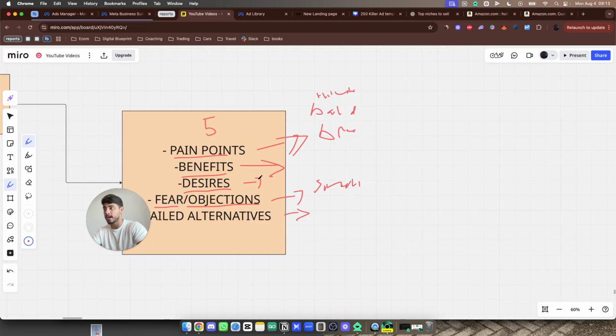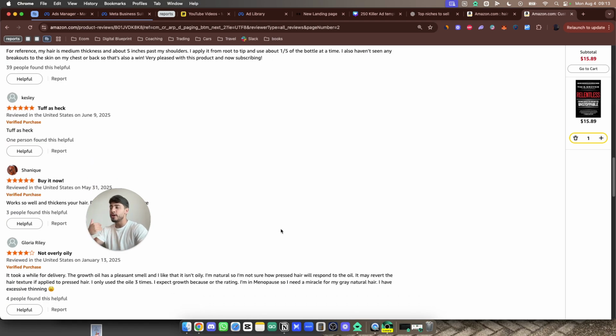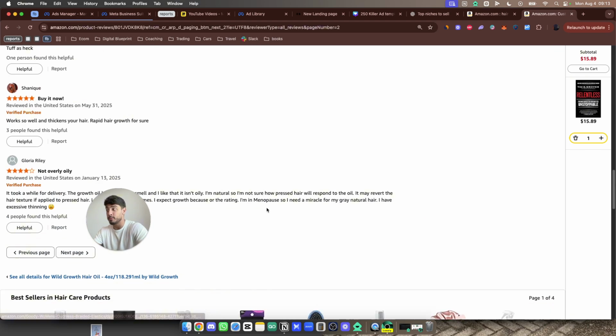Less hair fall is also a desire they have, right? They want less hair fall. You get the point. You just go through it, pow, pow, pow, and you just know what you need to be writing down and what these people are looking for.